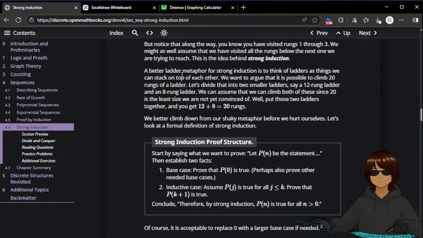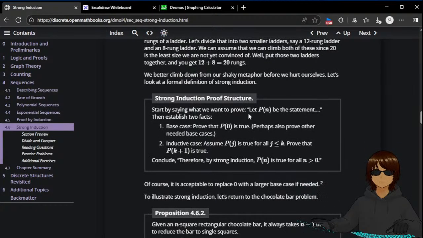A better ladder metaphor for strong induction is to think of ladders as things we can stack on top of each other. You want to argue that it is possible to climb 20 rungs of ladder? Let's divide it into two smaller ladders: a 12 rung ladder and an 8 rung ladder. You can assume that we can climb both of these since 20 is the least size we are not yet convinced of. Well, put those two ladders together and you get 12 plus 8 is equal to 20.